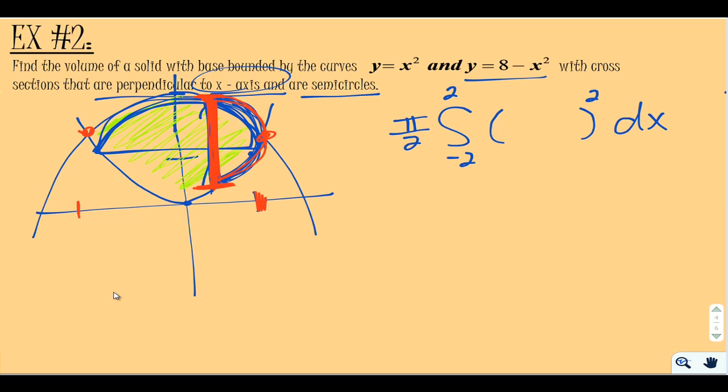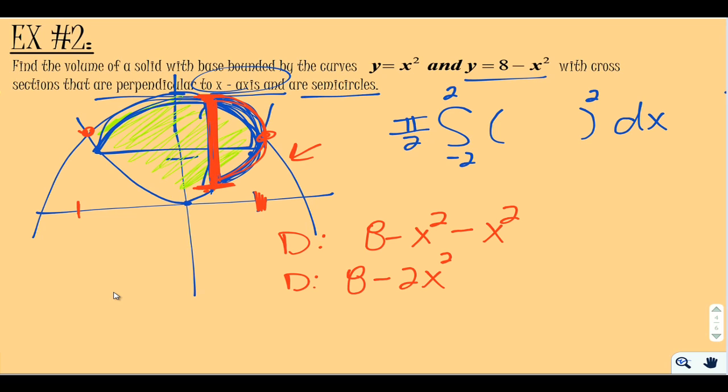Can I do my top function minus my bottom function? What was the top function? Wasn't that 8 minus x squared, minus my bottom function, which was x squared? So this is going to give me the diameter of my semicircle, and I end up getting 8 minus 2x squared. But I don't want the diameter, right? Don't I want the radius? So if this is my diameter, how would I get the radius? Could I cut it in half, divide by 2? So that means the radius of my little semicircle is going to be 4 minus x squared. Can I plug that into my equation?